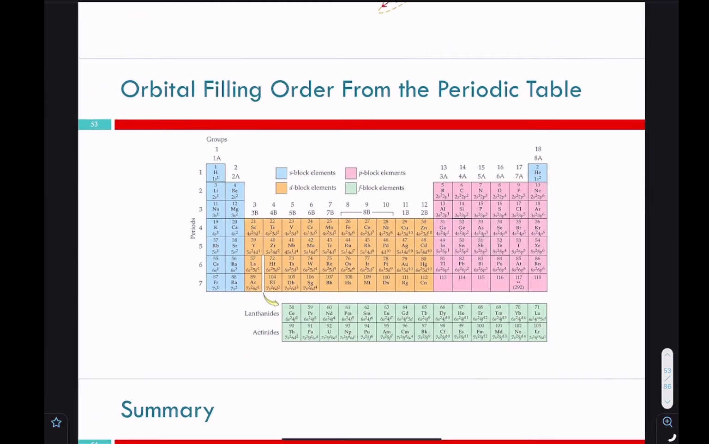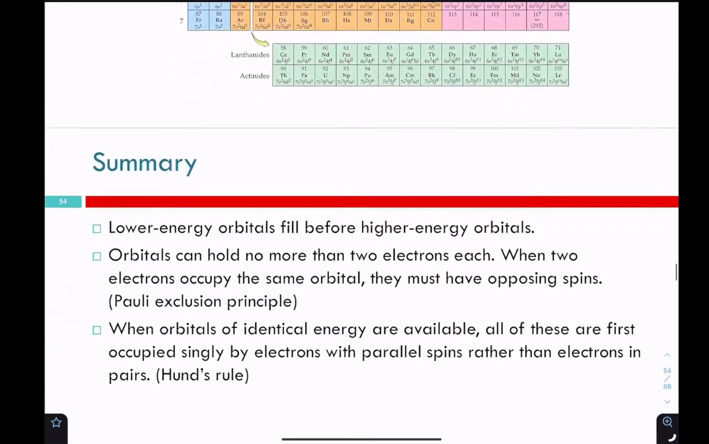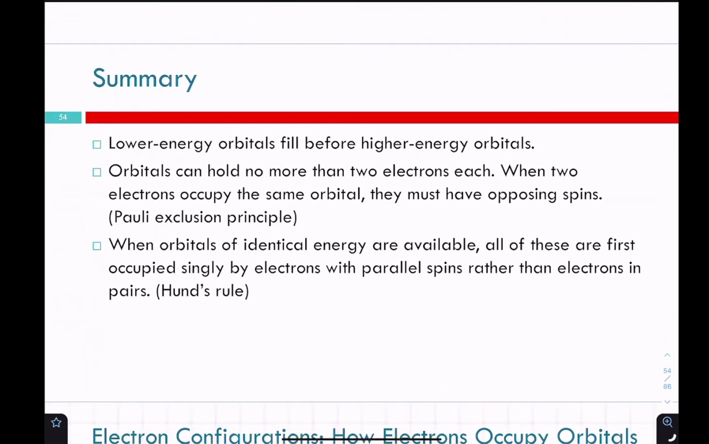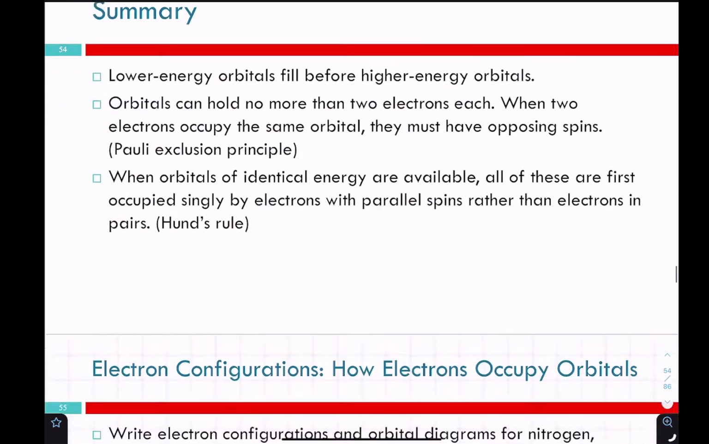So yeah, these are easy to practice. They're also a little bit tedious. So, a brief summary before we do more of these electron configurations. Lower energy orbitals fill before higher energy orbitals. They can only have 2 electrons each, and they have to have opposite spins when they're paired up. When you have orbitals of identical energy, like p or d orbitals, they fill one at a time before you pair them up, and when they are one at a time, they all have the same spin. So that's the Pauli exclusion principle and Hund's rule.